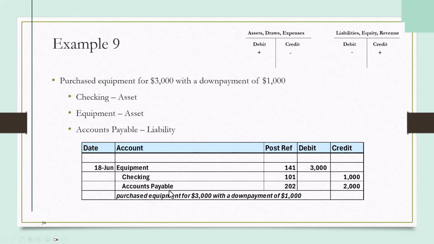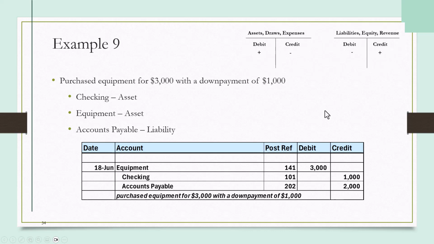There was an accounts payable recorded in this example where they purchased equipment for $3,000 with a down payment of $1,000, and then for the other $2,000 difference, an accounts payable or a liability was recorded. So when you add to a liability, when you add to the debt of the business, it would fall under this rule where you would credit to add.